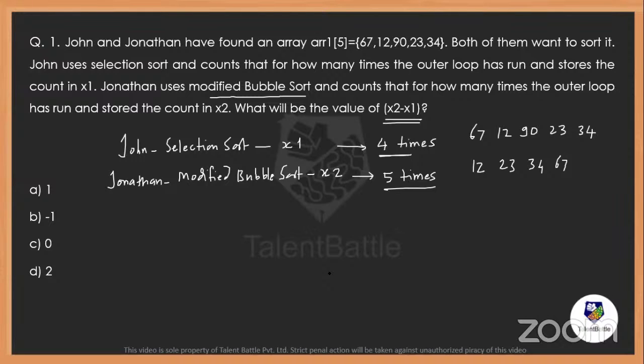5 iterations. Now we got the values of x1 and x2, that is x1 is 4 and x2 is 5. So they have asked us x2 minus x1, and that will be 5 minus 4 equals 1. Got it? So here the final answer will be option A. I hope this is clear to everyone. And parallelly, you can solve the questions and you can just drop your answers in the chat box.